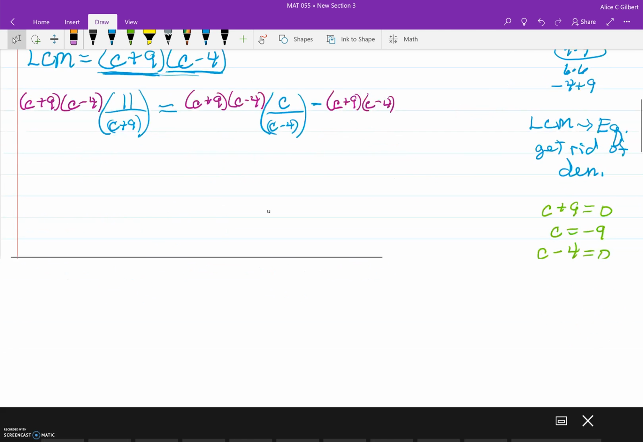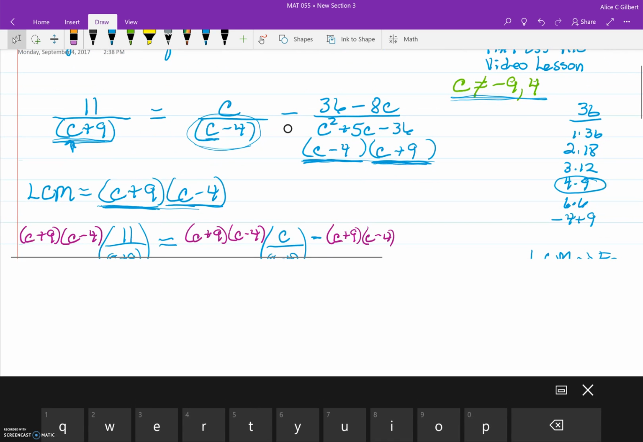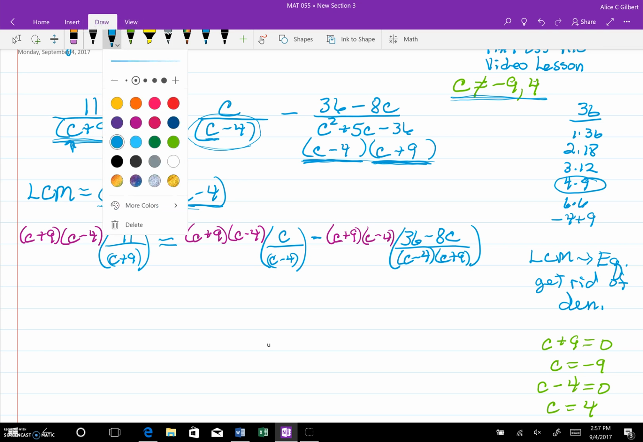And so I already did my minus sign up here. Okay, I already did my minus sign, and so now I just need to multiply it by the 36 minus 8c. Oops, not yet. And make sure to write this denominator in factored form.